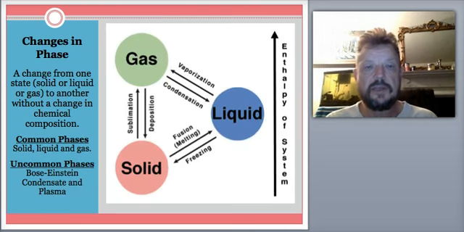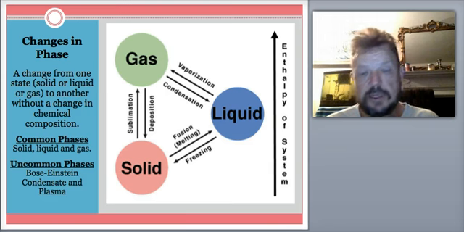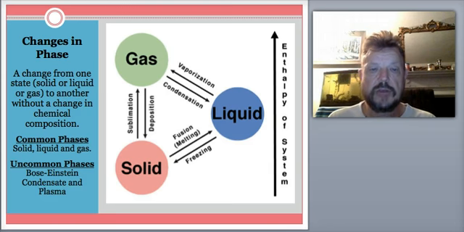Changes in phase. A change from one state, solid, liquid, or gas, to another without a change in chemical composition. The most common phases, and the ones we see on the Earth, are solids, liquids, and gases. Less common are the Bose-Einstein condensate and plasma. Bose-Einstein condensate is at a lower temperature than a solid, and plasma is at a higher temperature than gas.